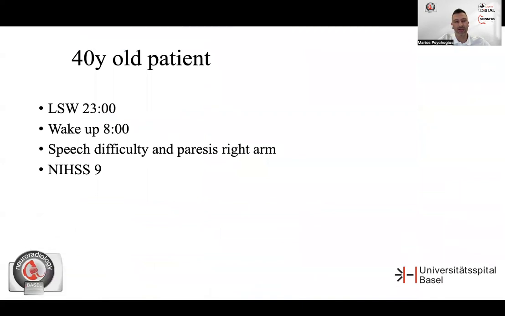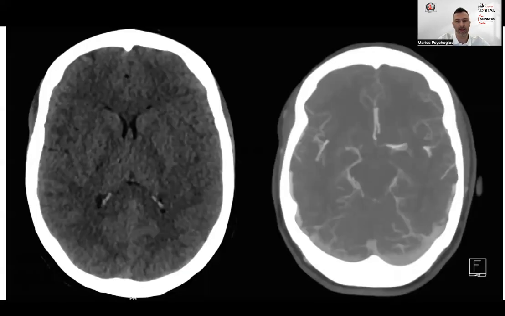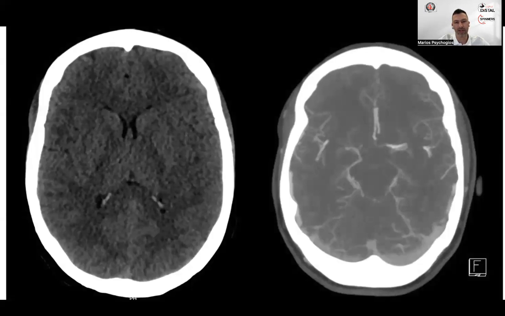Okay, so let's start after this intro now a little bit and talk about our techniques. So this was a 40-year-old patient, late window, last seen well the day before at 11 o'clock, wakes up at 8 o'clock with speech difficulty and paralysis of the right arm. NIHSS was 9, and these are the images. You can see on native CT there are no early signs, no demarcation. And on CTA, you have to trust me, I'll show you videos in the next slide, but there is an occlusion there.